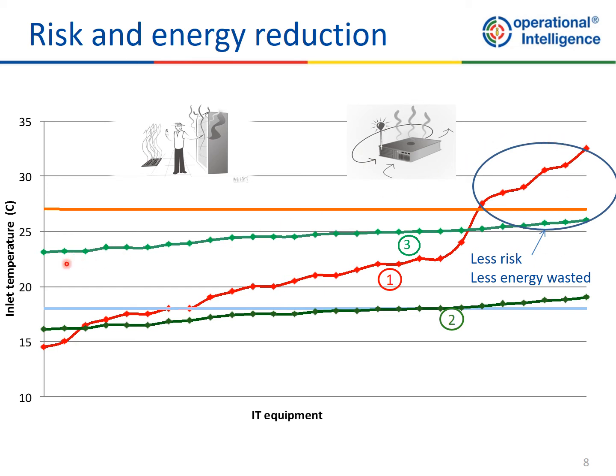So you end up with this line 3 here, whereby these servers here, which were overheating, above, for example, the recommended temperature of 27 degrees recommended by ASHRAE, all these servers were out of range there, and now they're actually within the correct, or within the recommended, boundary. But at the same time, you've got less risk. You saved energy. You have less energy wasted because you've actually managed to raise set points and adjust the fan speeds down.